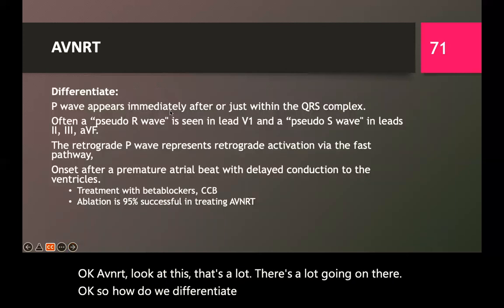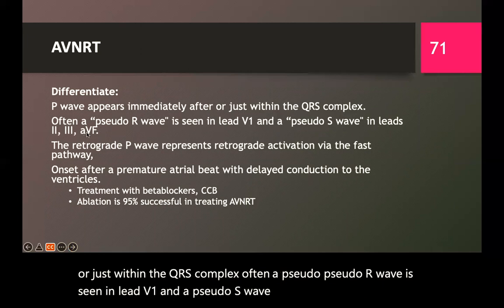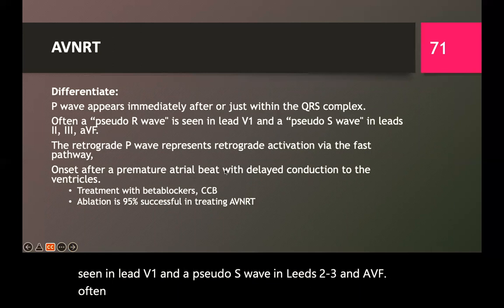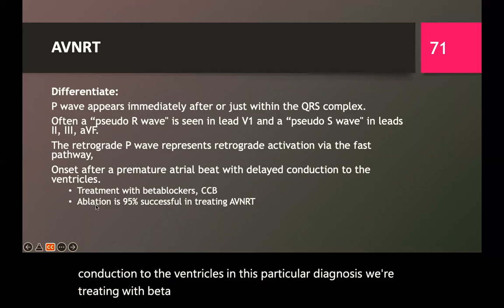The P wave appears immediately or just within the QRS complex. Often a pseudo R wave is seen in lead V1 and a pseudo S wave in leads 2, 3, and AVF. Often the onset is after a premature atrial beat with a delayed conduction to the ventricles. In this particular diagnosis, we're treating with beta blockers, CCB, and ablation is 95% successful in treating AVNRT.